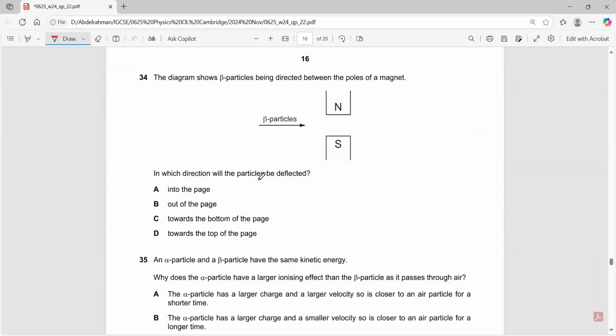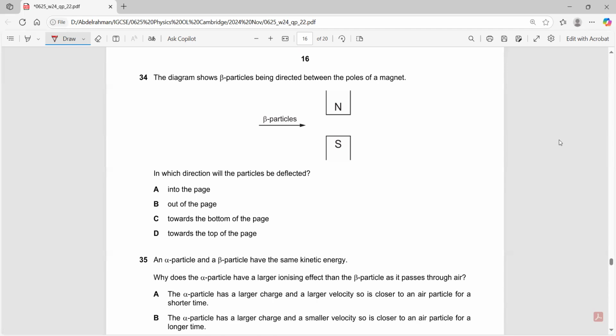The diagram shows a beta particle being directed between the poles of a magnet. In which direction will the particles be deflected? Using Fleming's right-hand rule, you'd have the direction north to south, pointing downwards, beta particles moving to the right, and therefore the force would be out of the page.